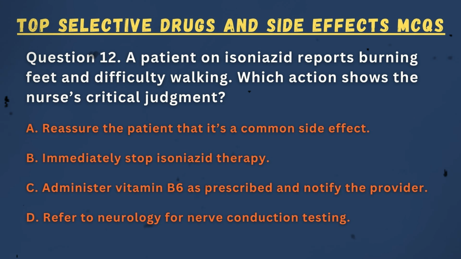Question 12. A patient on isoniazid reports burning feet and difficulty walking. Which action shows the nurse's critical judgment? A. Reassure the patient that it's a common side effect. B. Immediately stop isoniazid therapy. C. Administer vitamin B6 as prescribed and notify the provider. D. Refer to neurology for nerve conduction testing.